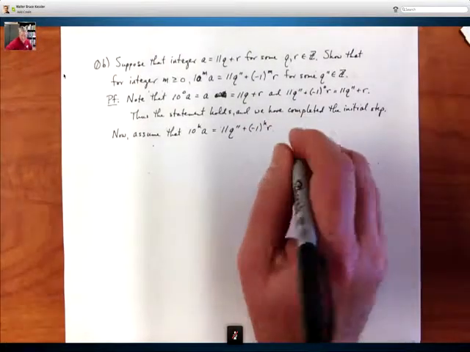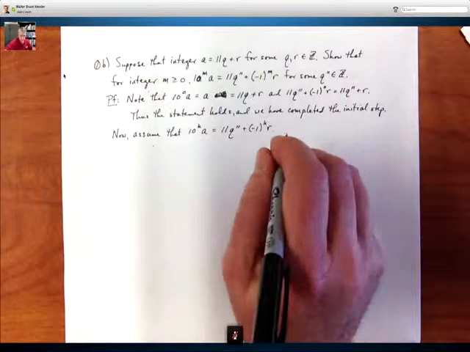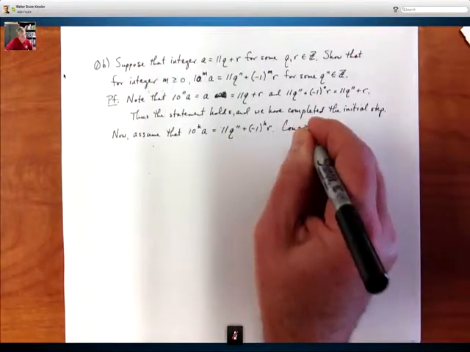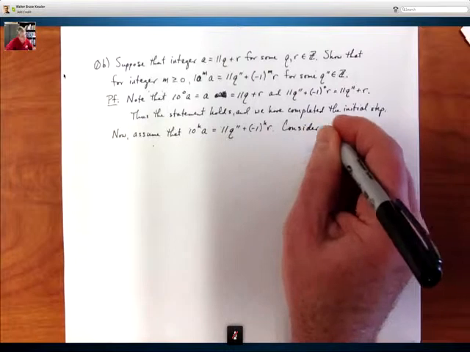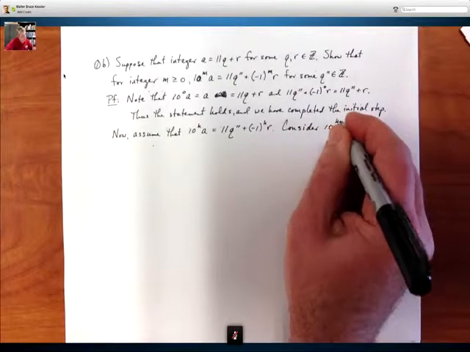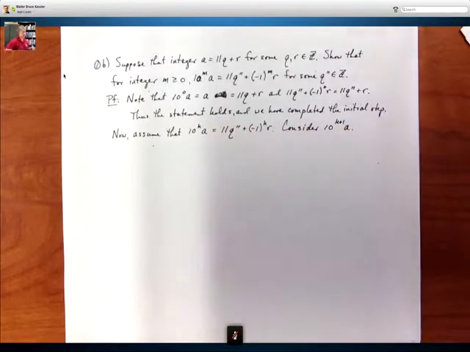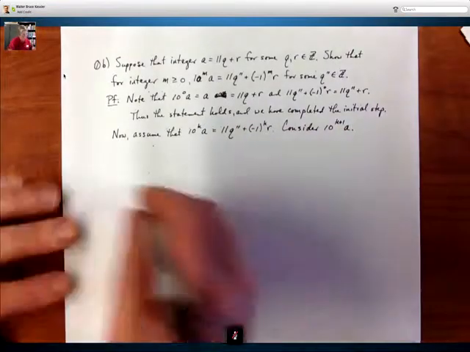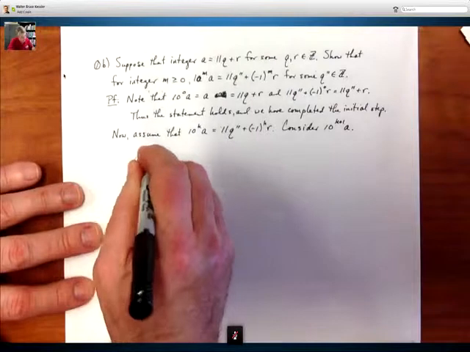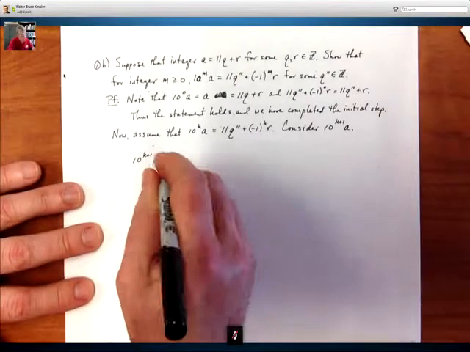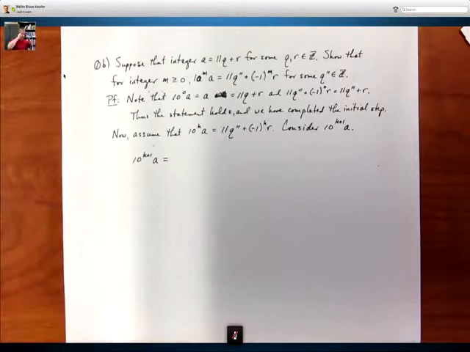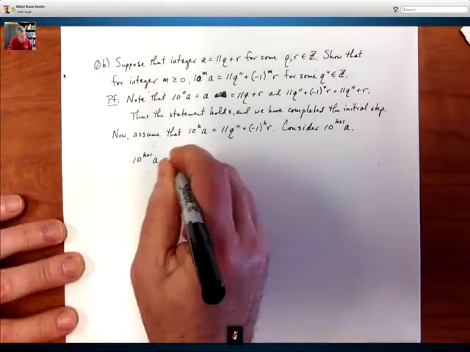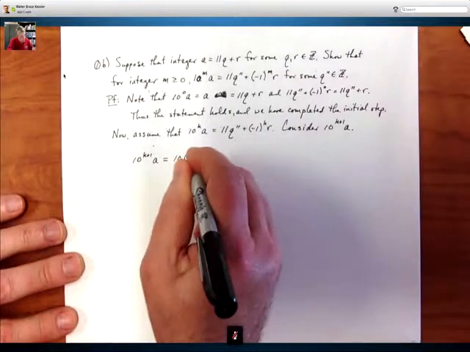And then what we'd like to do is consider 10 to the k plus 1 times a. So let's put this over here and think about what we want to do. I want to draw back on my assumption on 10 to the k times a. So it's a pretty easy job to factor out a 10.